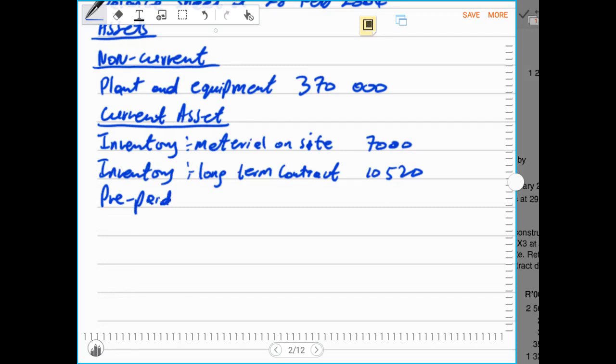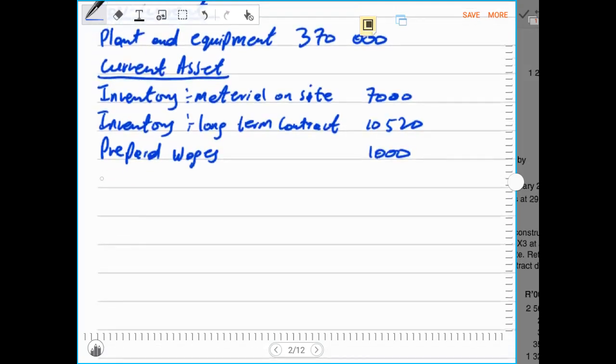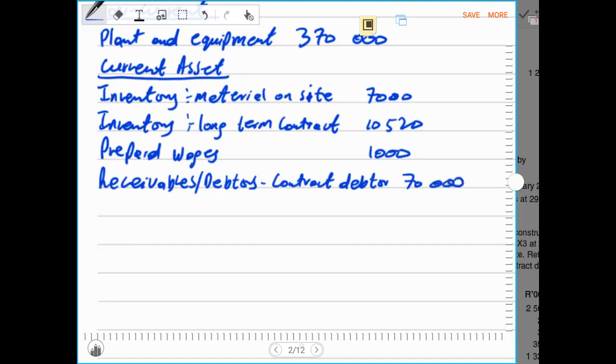Then after that we go to the next asset, which is prepaid wages, which amounted to 1,000 rand, and we know this is an asset. And we have receivables, which is debtors, and that is called a contract debtor. This is the debtor because of the contract, and this amounted to 70,000 rands.